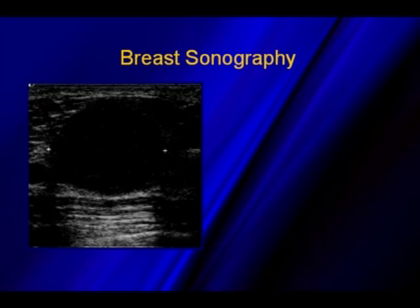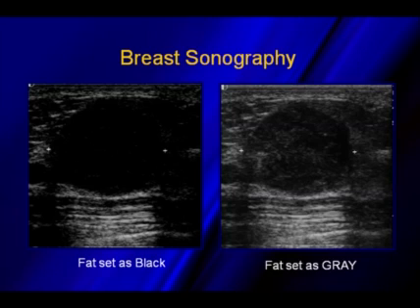Here we have an example. You can see what looks like a cyst. Nice, good borders, nice through transmission, but one problem. What color is fat? Fat set is black. So once I turn my fat back so that it's medium gray, is this truly a cyst? We can see all these internal echoes.